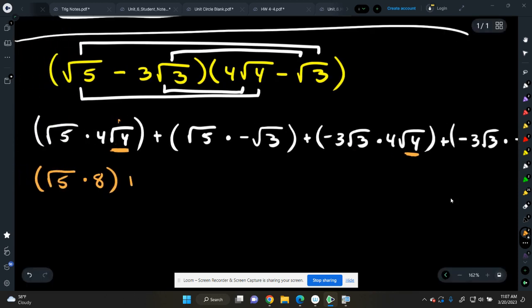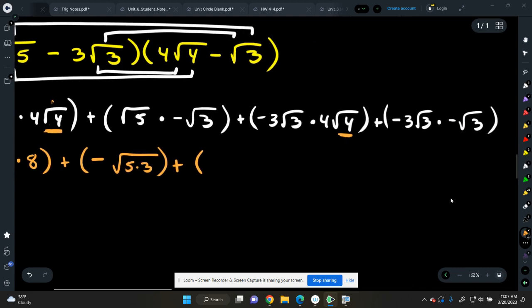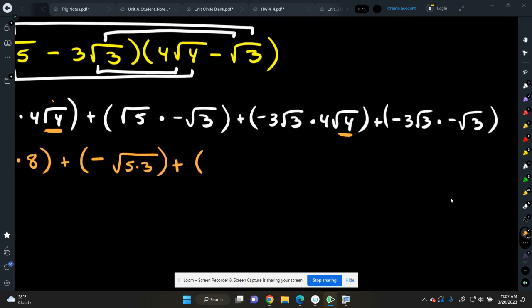Okay, so then we've got plus. All right, now what happens here? Square root of 5 times negative square root of 3. You just combine it. It becomes negative square root of 5 times 3. You can't combine them when you add them, right? That's the only time you do it. Good job. So we've got negative 3 root 3 times, what's this equal? 4 root 4? 8, right?